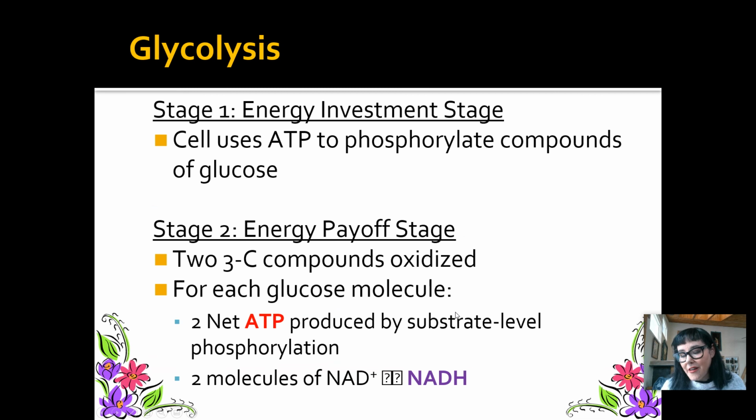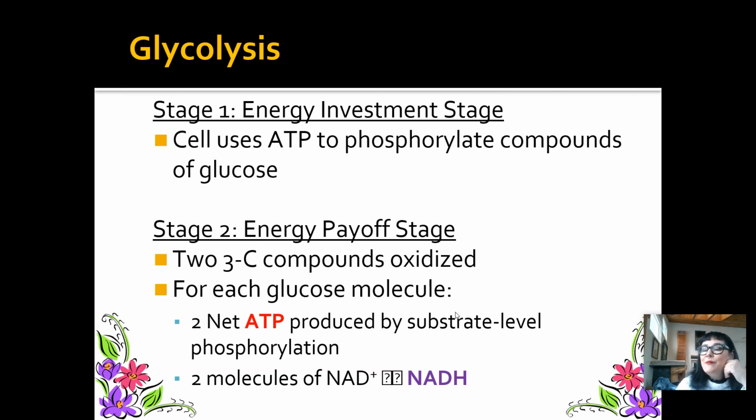And I already mentioned that oxygen wasn't required. All right, so step one, the energy investment stage. This is where we use ATP. How much ATP is used? If you said 2, very good. So we're basically going to use this activation energy to break apart that glucose and phosphorylate them. And that's going to make 2 P-gals, which are temporary.